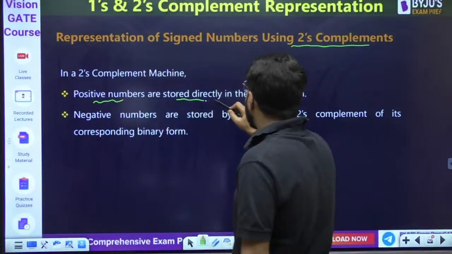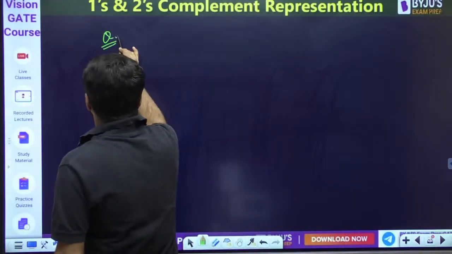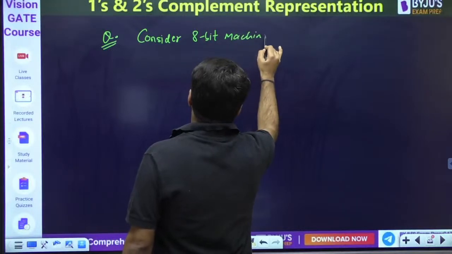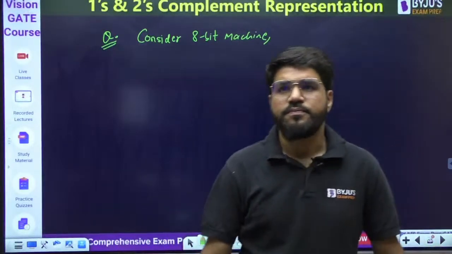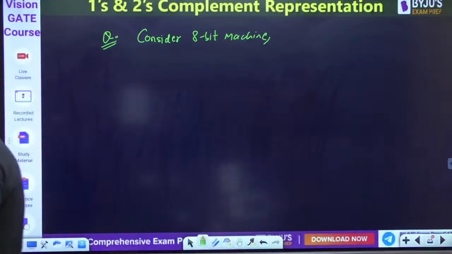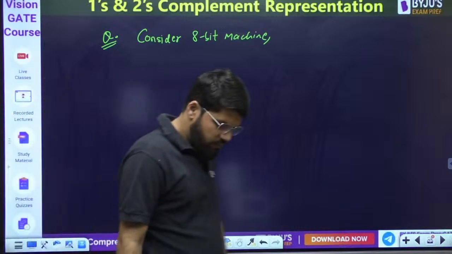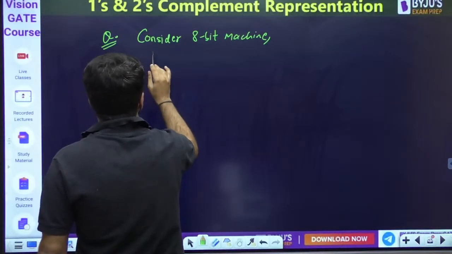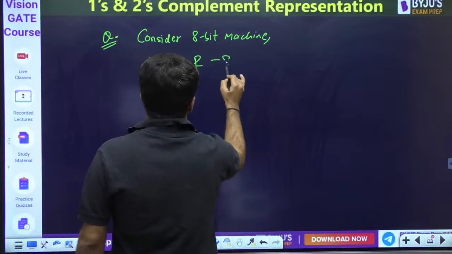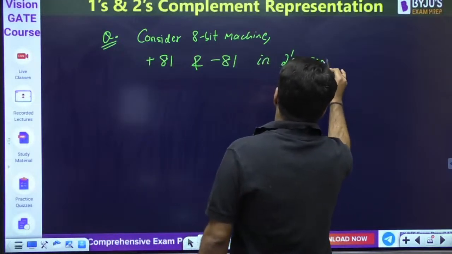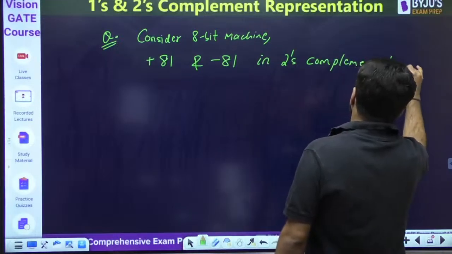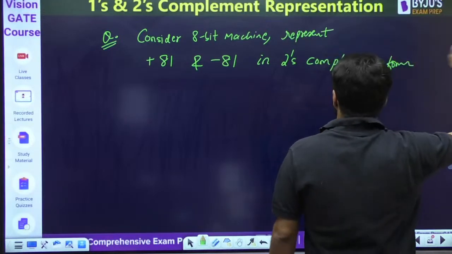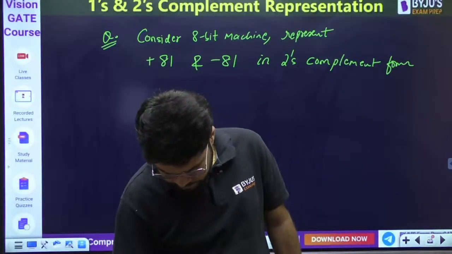Whenever there is a positive number, it is stored directly in binary form. Let's write it in the form of a question. I will consider an 8-bit machine. For the 8-bit machine, represent plus 81 and minus 81 in 2's complement form.